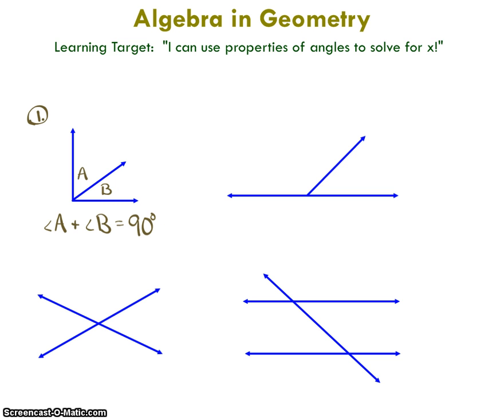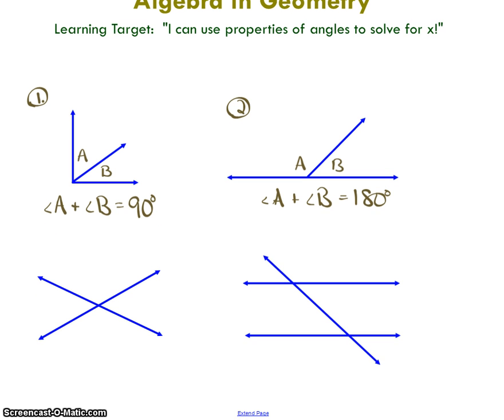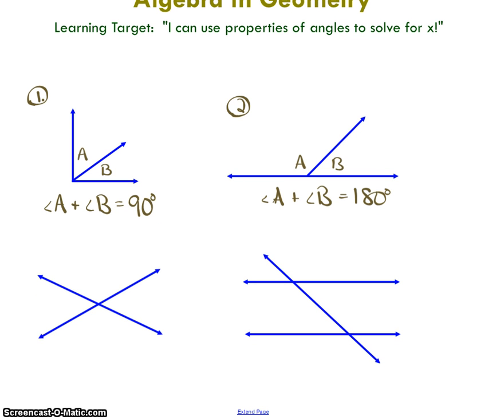In number 2 here, we'll call this angle A and this angle B. And the only thing we know about this picture is that angle A plus angle B equals 180 degrees. And it gets a little bit more complicated as we move to the bottom here. Take a look at this number 3 one here.